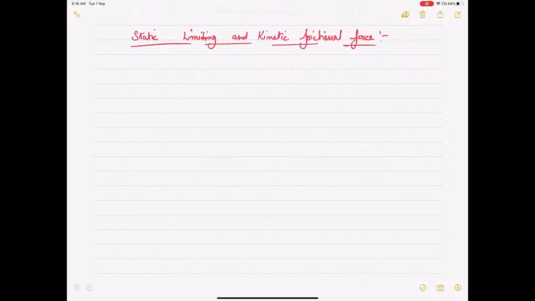When you apply certain amount of force which makes it move just to the edge, and then when it starts moving, then you need not to apply the same amount of force. Lesser amount of force is required to make it move. So we will be explaining these three phases: static, limiting, and kinetic frictional force, with the same example and on a graph paper.